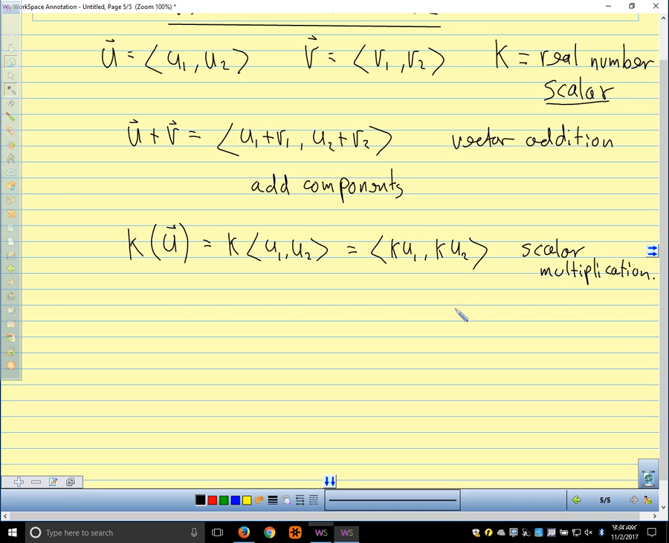What multiplying by a scalar does is multiply the magnitude by k. So if k is 5, it makes the vector 5 times longer. It doesn't change the direction, just makes it 5 times longer. 10 times longer, whatever, half as long.